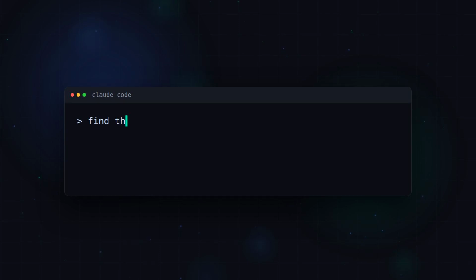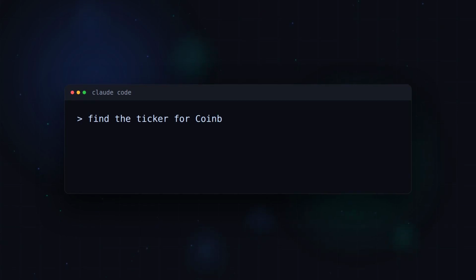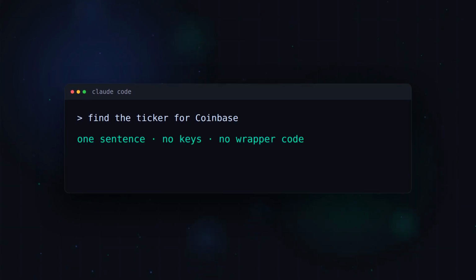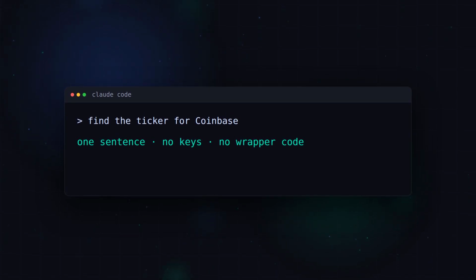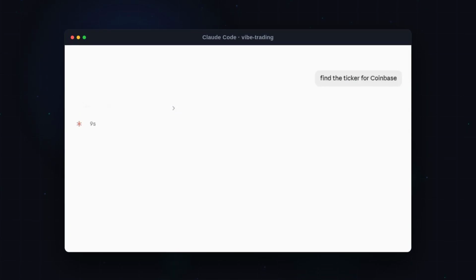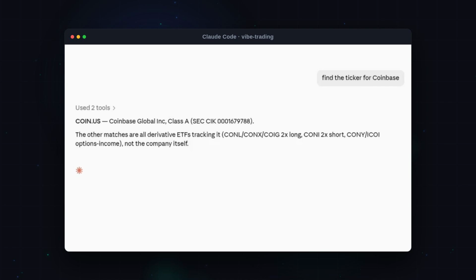The first thing I typed is the simplest question you can ask a finance tool. Find the ticker for Coinbase. No wrapper code, no API documentation, no keys. One sentence typed into the session I was already working in. It resolves the name and comes back with the Class A listing and the company's SEC filing number underneath it.